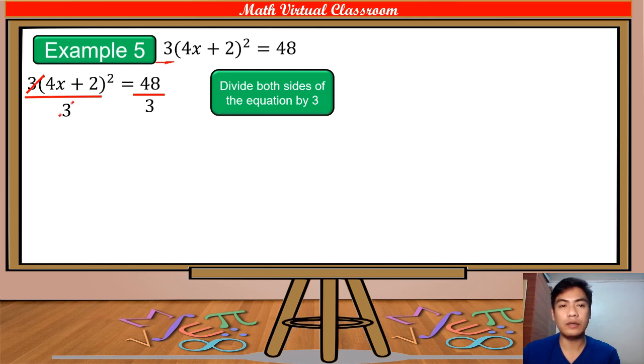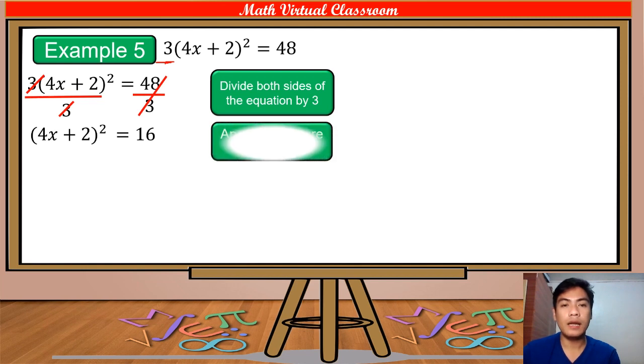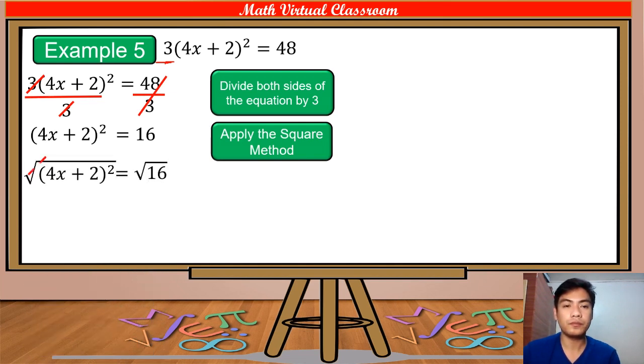Now, a number divided by itself is 1. So the left side of the equation will become quantity 4x plus 2 squared equals 48 divided by 3, which is positive 16. Now we apply the square root method. Getting the square root on both sides of the equation, the square root of quantity 4x plus 2 squared is equal to 4x plus 2, and the square root of 16 is equal to positive or negative 4.